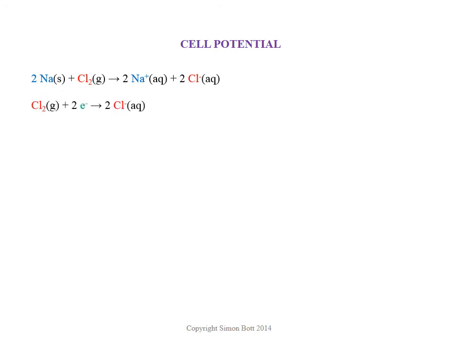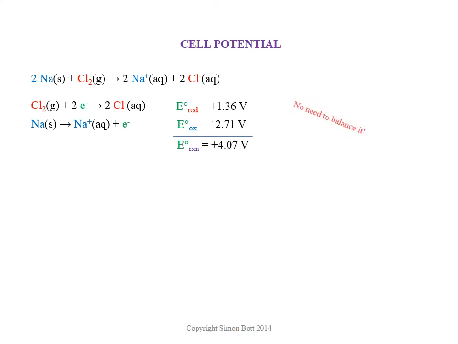Cl2 plus 2 electrons goes to 2Cl minus. Sodium goes to Na plus an electron. Reduction potential 1.36. Oxidation potential 2.71. Okay? Why don't you now say, well, if that's the reduction potential and this is the oxidation potential, what's the overall potential for the reaction? And the answer is just add them together, 4.37 volts.